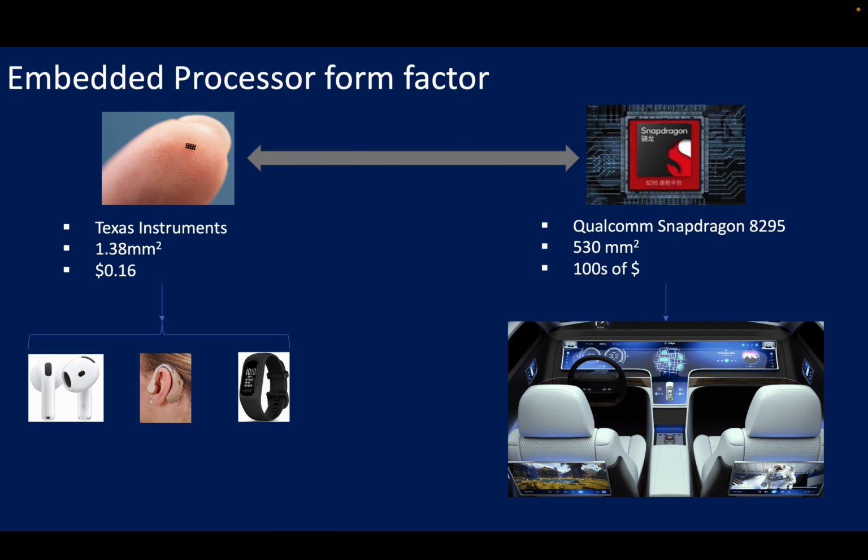To sum it up, embedded processors come in many forms and sizes, but they all serve one purpose: to power the intelligence of embedded systems.